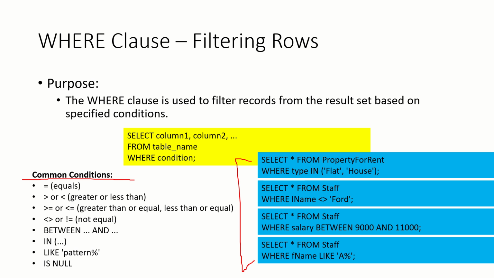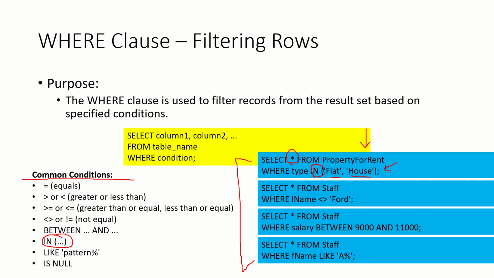For example, in this one we're using the IN right here. IN means you choose one of them. In this example, we select all the data from the table PropertyForRent where the type is flat or house. So IN means we select the flat or the house. As long as they satisfy this condition, we will display all the columns.